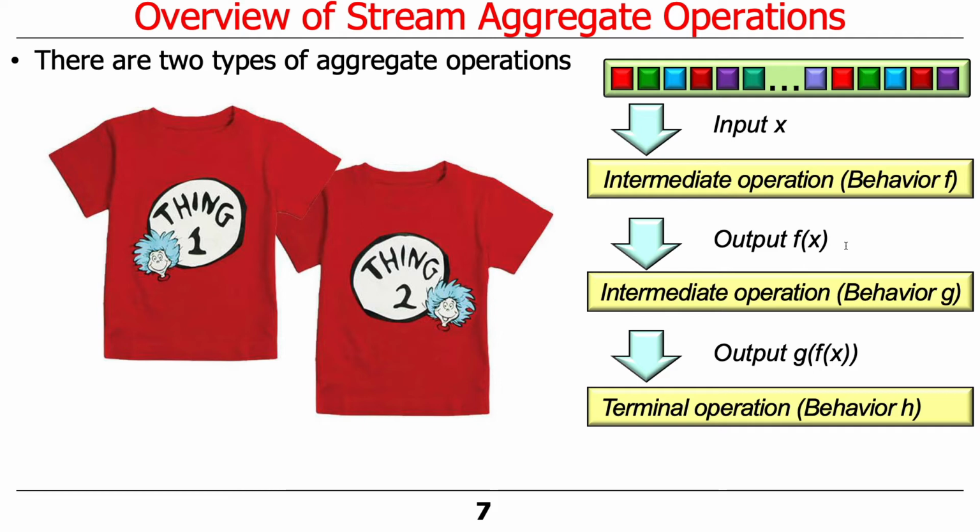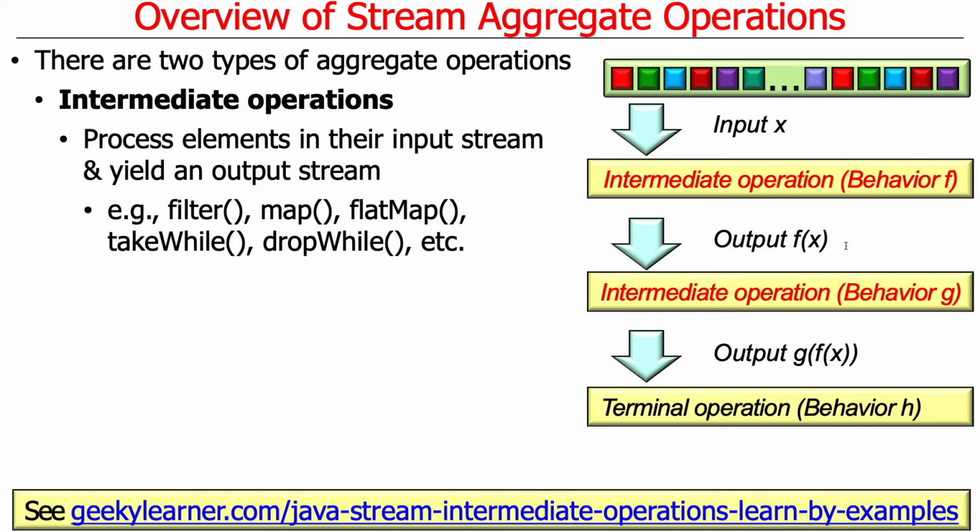There are two types of aggregate operations in streams. One type are the so-called intermediate operations, and these take a stream as input, do some processing, and yield a stream as output. And examples of these would be operations like filter, which we've talked about briefly, map, which we've talked about briefly, flat map, which we're going to talk about a lot more, which is a very cool operation, and then some other ones like take while, drop while, and so on and so forth.